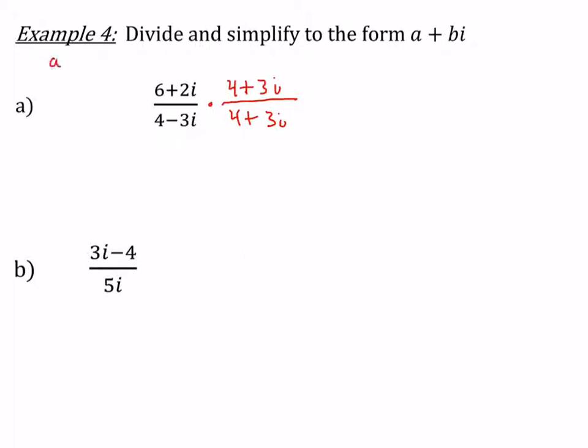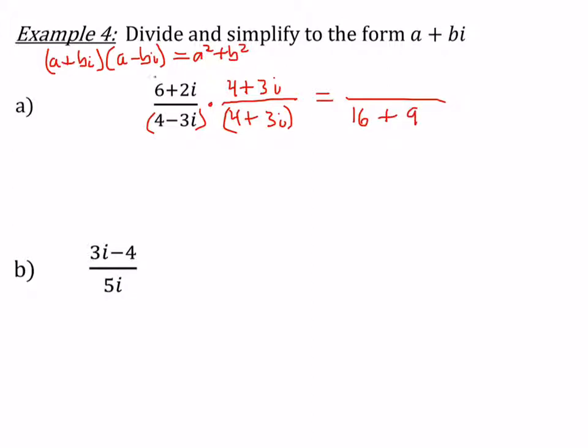Now let's keep in mind that, I'll copy it down here, a plus bi times a minus bi, we just proved that that's going to be a squared plus b squared. So what that means is that on the bottom here, we've got to put some parentheses here. When we multiply this out, our a is 4, so it's going to be 4 squared, plus 3 squared. You can multiply it out, and you'll see that it gets that same thing. So we end up with 16 plus 9. And that's nice because there's no i's on the bottom anymore.